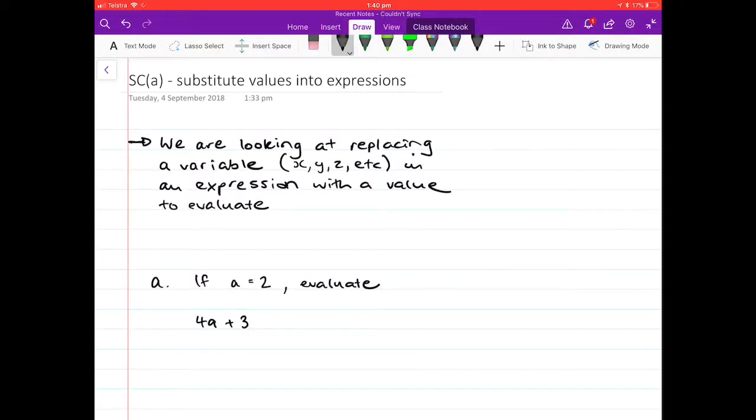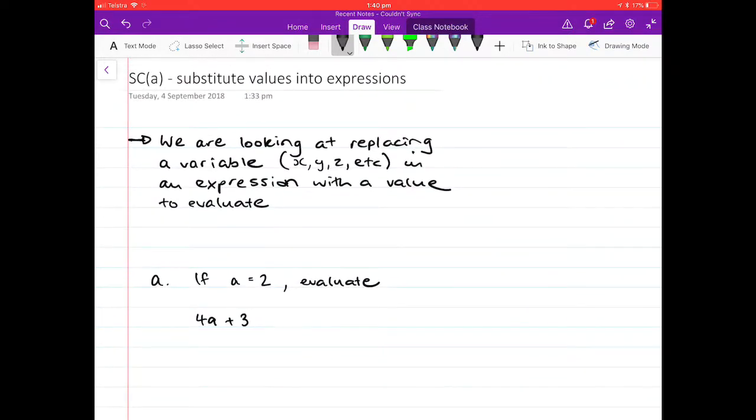Alright guys, looking here, success criteria A, looking at substituting values into expressions. What we're doing here is we're looking at replacing a variable, so that's our x, y, z's, a's, b's, c's, in an expression with a value in order to evaluate what it's going to actually be equivalent to.